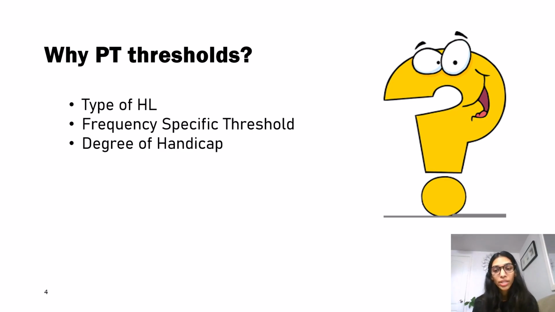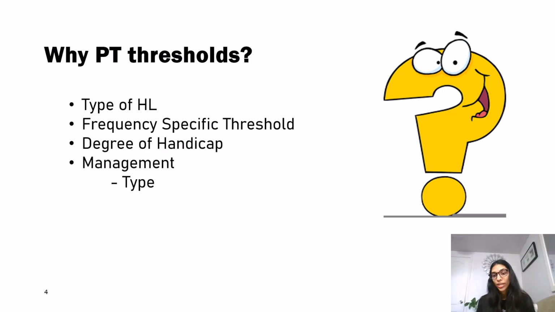Then to find out the degree of handicap, when we ask whether they have a mild, a severe, or a profound hearing loss, in order to figure out the degree of handicap, you can use the Pearson threshold. And when it comes to management, what type of management should we do? Do we need to do a cochlear implant, or do we need to provide them with a hearing aid?